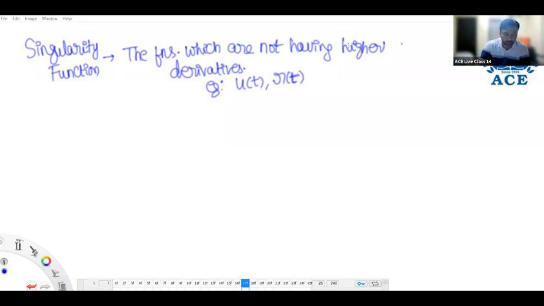The other way to say, most of you are good in Laplace. Ut Laplace 1 by s, ramp signal Laplace 1 by s square. Both signals have poles at origin. So singularity functions are the functions where they can have poles at origin. That is the other way of saying it.